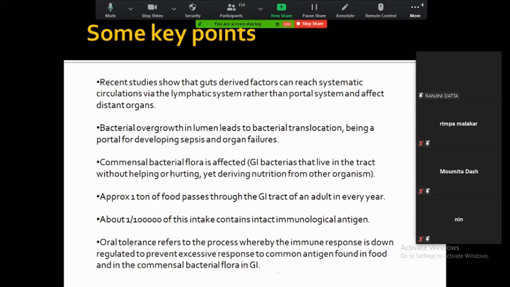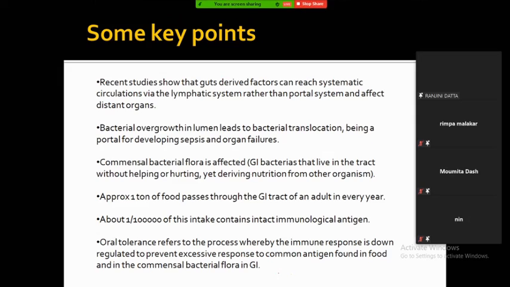The various bacterial flora which lives in the GI system is affected by continuous parenteral nutrition. Actually, the overgrowth of non-friendly bacteria suppresses the growth of the gut-friendly bacteria. If you remember, I was talking about oral tolerance.